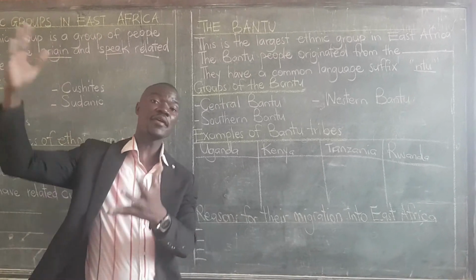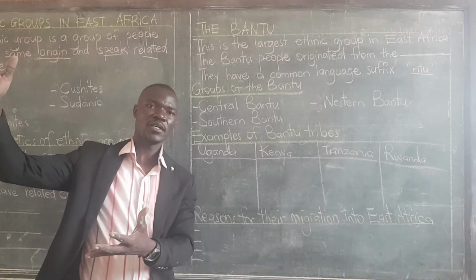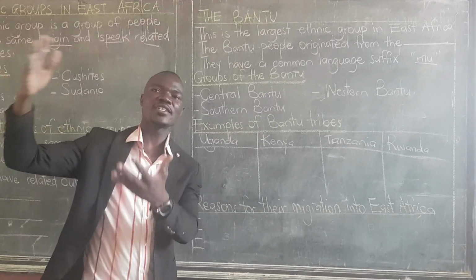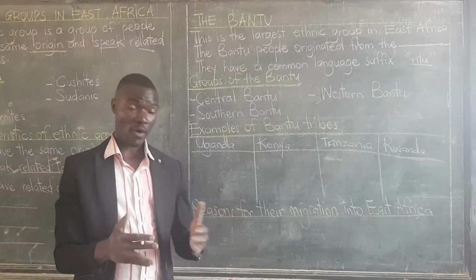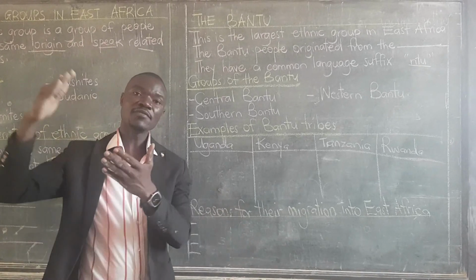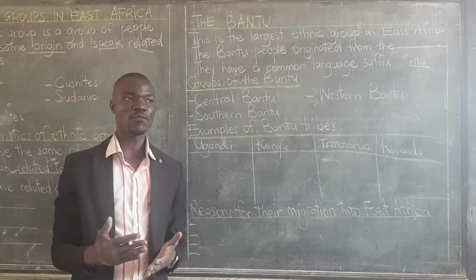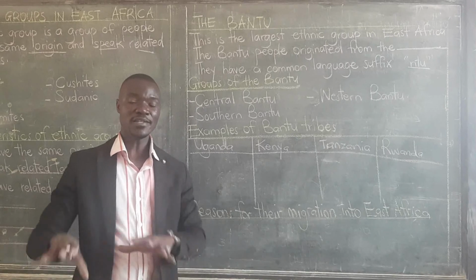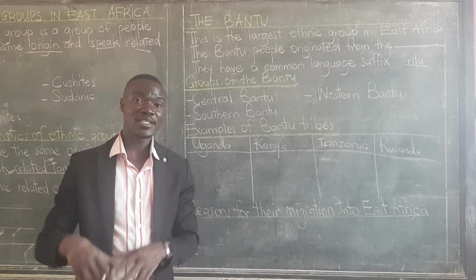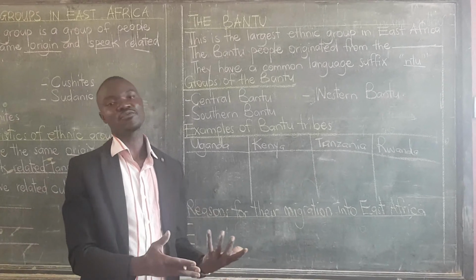Okay? There are areas where they were coming from. They were already facing famine, so they wanted to shift from that area to look for areas where they can survive well. They wanted to leave because of the internal conflicts they had with their relatives and with other tribes within the region where they originated from. So they wanted to shift, and that's why they came to East Africa.